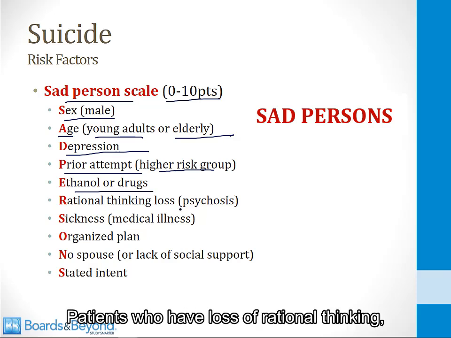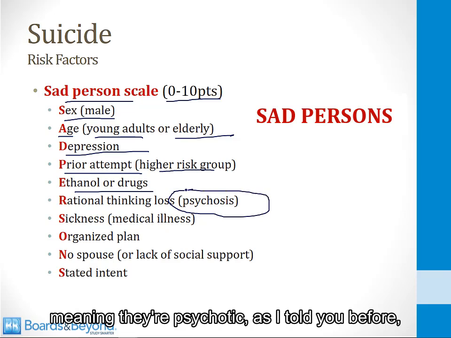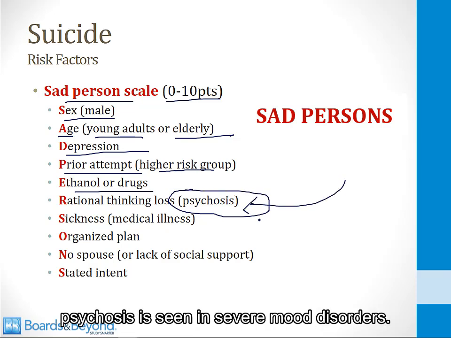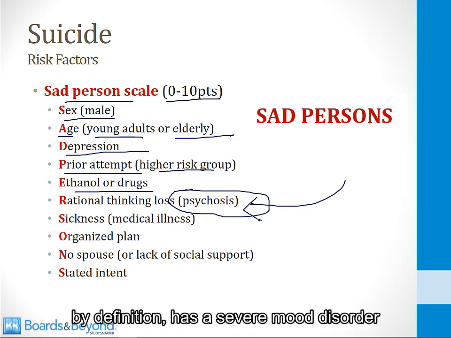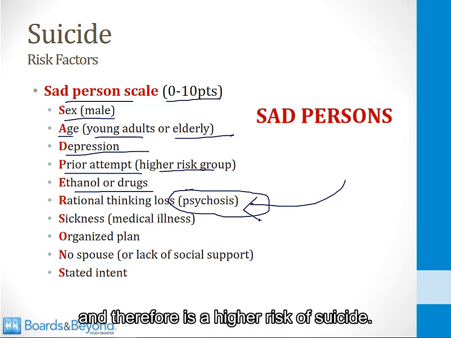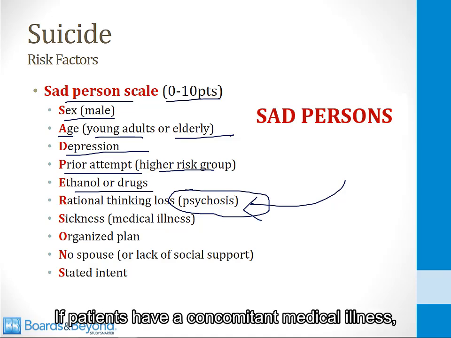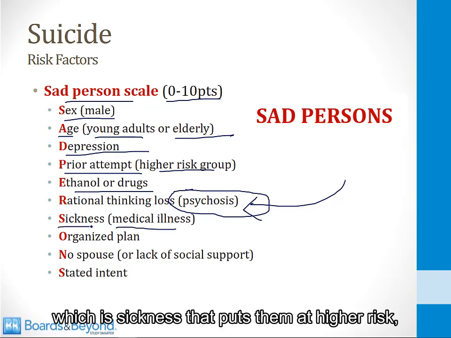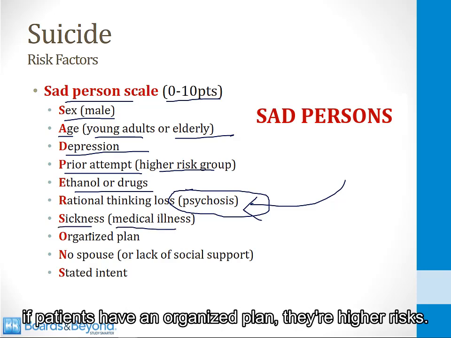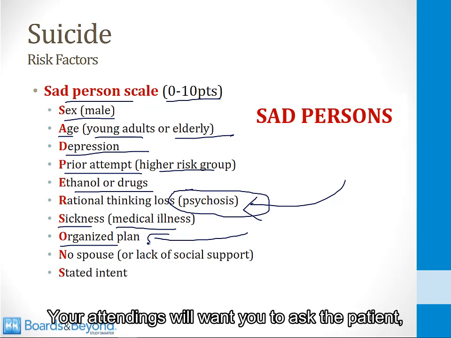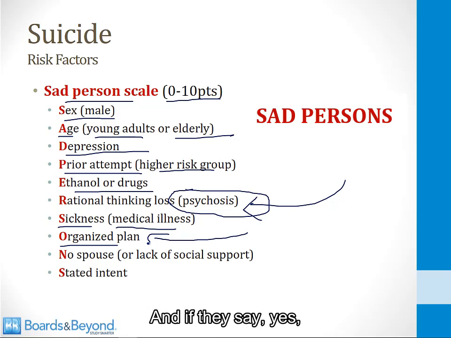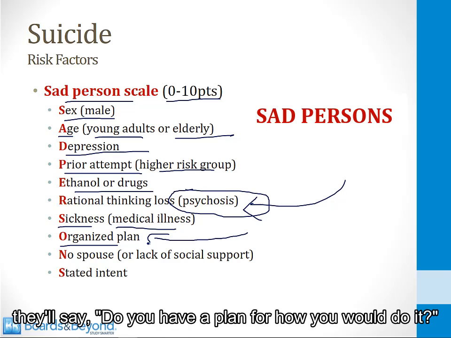Patients who have loss of rational thinking, meaning they're psychotic, as I told you before, psychosis is seen in severe mood disorder. So anyone who's got psychosis, by definition, has a severe mood disorder and therefore is at higher risk of suicide. If patients have a concomitant medical illness, which is sickness, that puts them at higher risk. If patients have an organized plan, they're at higher risk. So this will come up on your psychiatric rotations. Your attendings will want you to ask the patient, have they ever thought of suicide? And if they say yes, they'll say, do you have a plan for how you would do it?